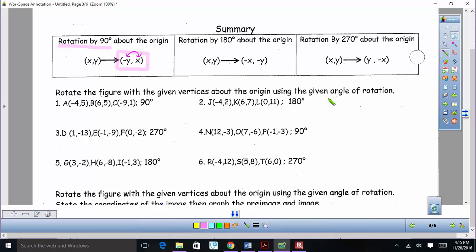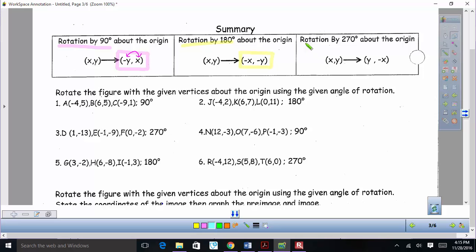Then for rotating 180 degrees, we're just going to make both things negative, or basically we change both signs. Whatever x was, we make it the opposite sign. Whatever y was, we make it the opposite sign.